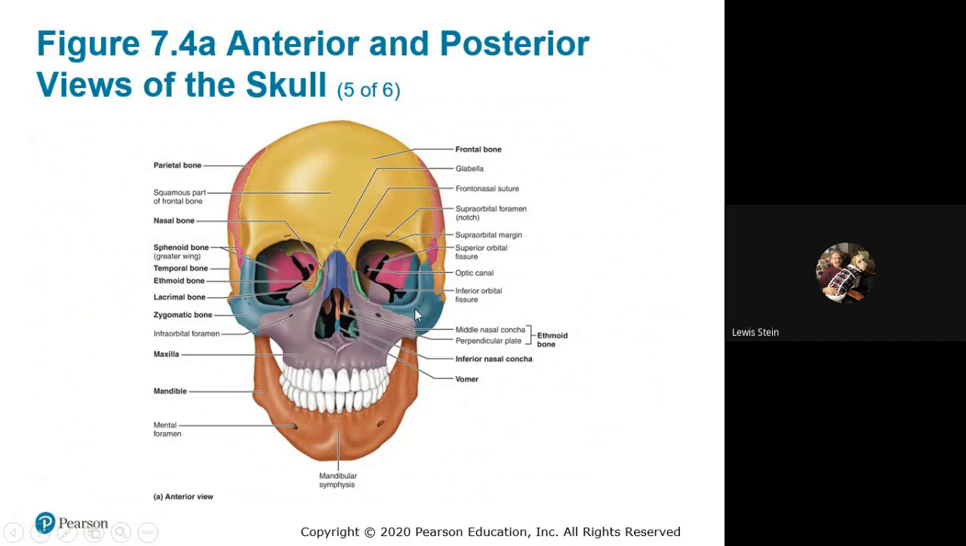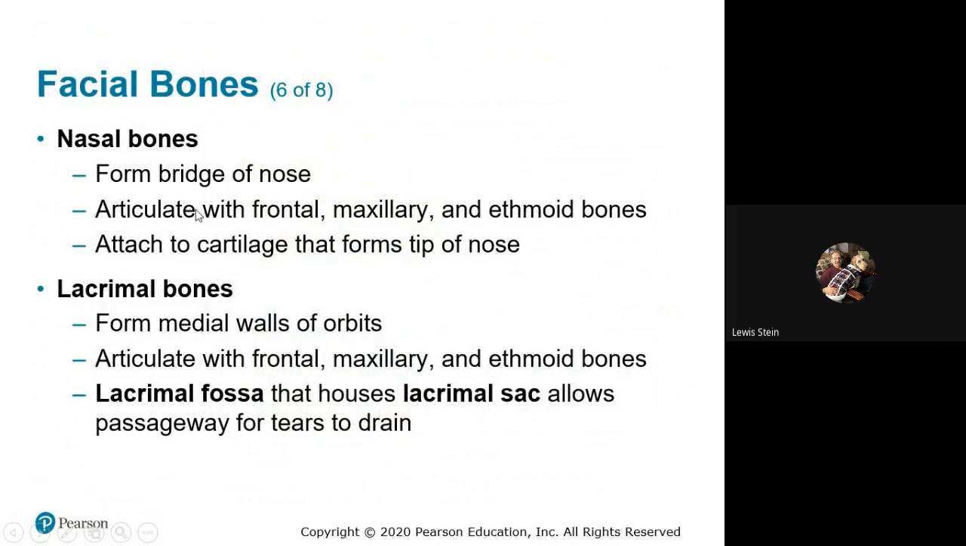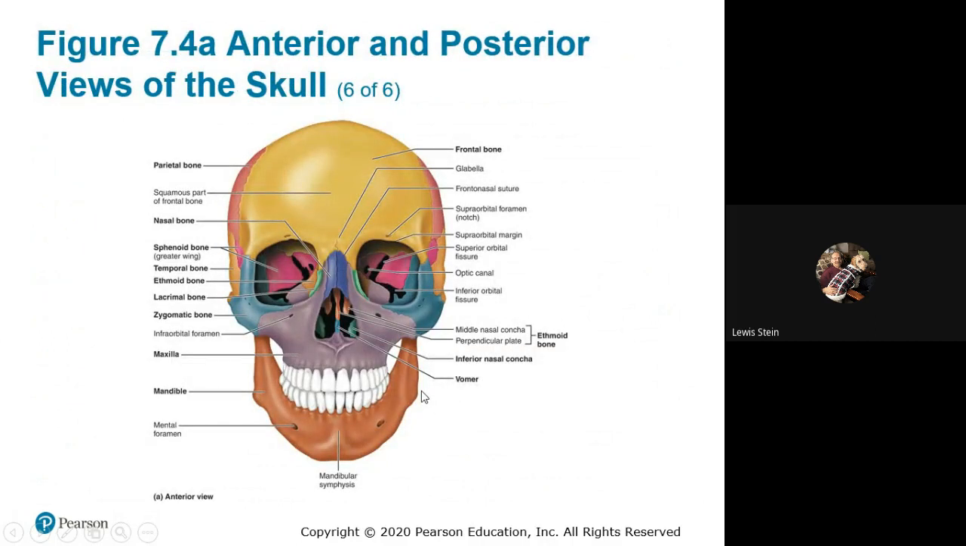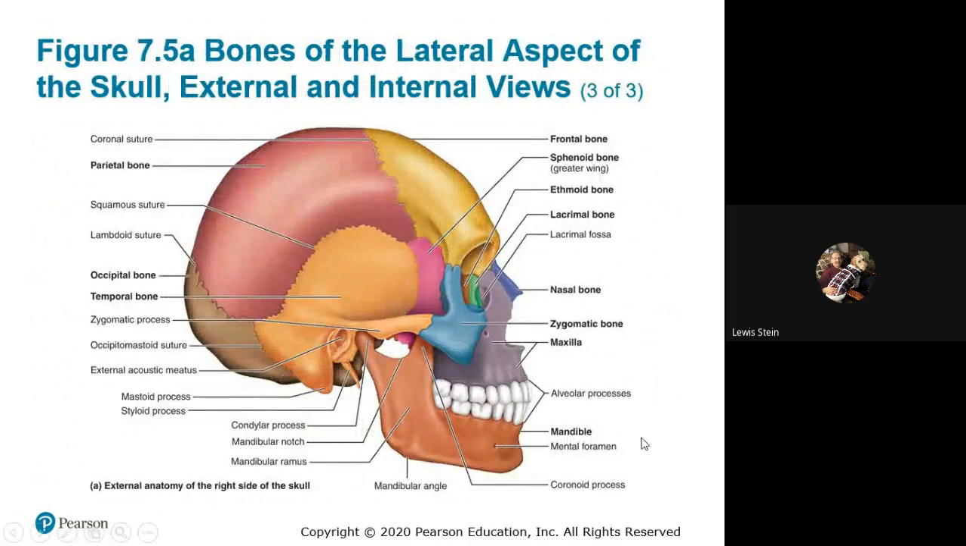The zygomatic, again, that one that's there. Nasal, bridge of the nose. Lacrimal, part of the orbit, and they have that little fossa, and the bump you feel is the sac associated with the tear duct. And that's an opening into your nose. So if you have a cold, a lot of times you'll be tearing up. That's a pathway sometimes for infection. You can go from your nose to your eye. That's one way you can get conjunctivitis. Little kids get conjunctivitis, they have dirty hands and they rub their eyes more often than not.